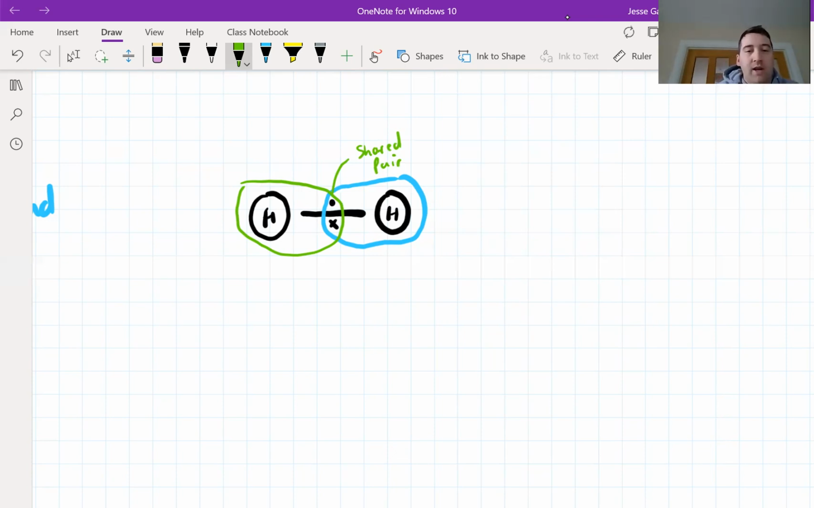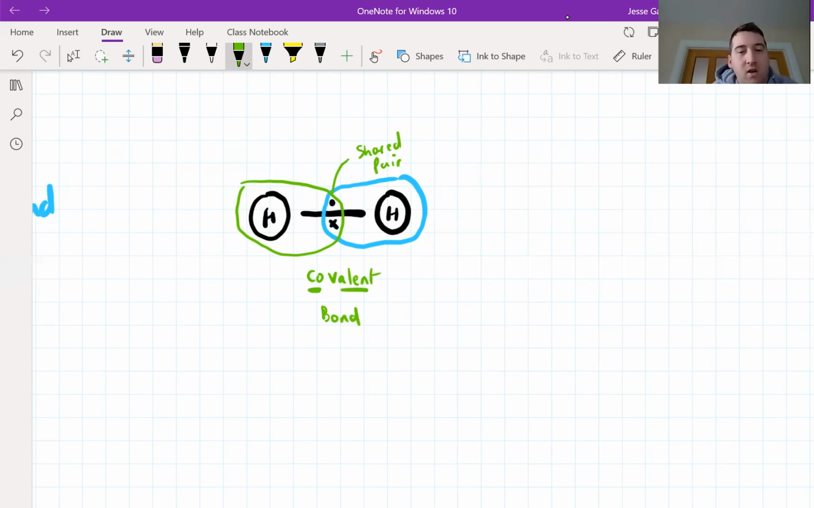pair of electrons. Okay, so this is what we call a covalent bond, because co means cooperating, and valent has to do with valency, because it's to do with the valence shell electrons, the ones in the outer shell. These are the ones that can be shared. Covalent, this is a covalent bond.